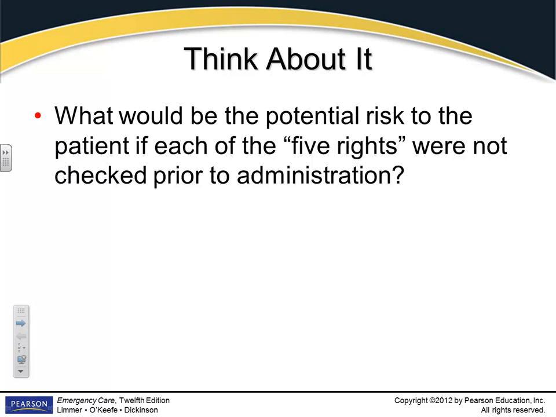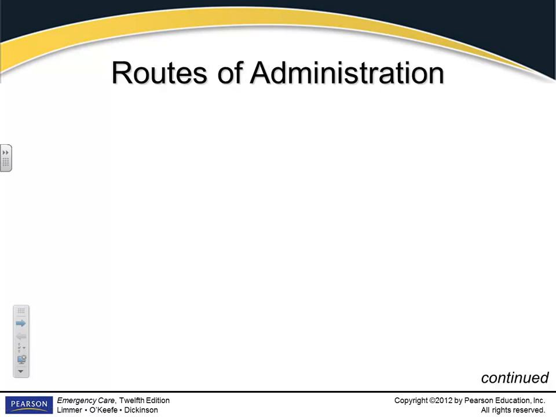Okay, what would be the potential risk to the patient if each of the 5 rights were not checked prior to administration? Potential risk? Yeah, overdose or kill them, who knows. Routes of administration, oral. What medications do we give on our list? Do we give orally? Aspirin, oral glucose, nitroglycerin, charcoal.